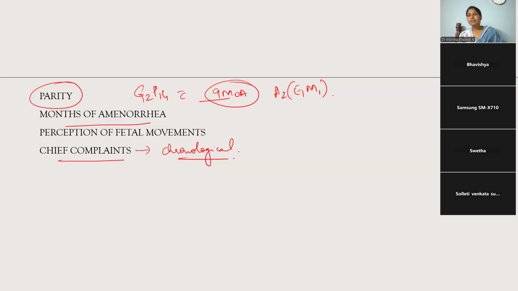So that means she has PROM and spontaneously she's gone into labor, and those are true labor pains. So that is how chief complaints help us to understand which came first, and it has to always be written in chronological order.